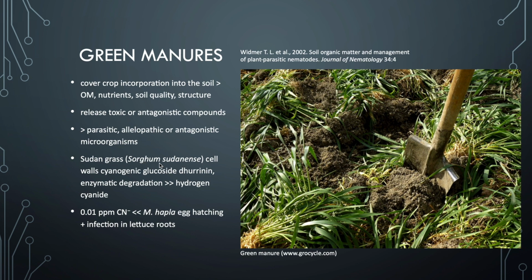Sudan grass, or Sorghum sudanense, has cell walls that have cyanogenic compounds in them, which via enzymatic degradation lead to the release of hydrogen cyanide, so they become toxic to root-feeding nematodes. A very low concentration of 0.01 parts per million of cyanide has been shown to significantly reduce Meloidogyne hapla egg hatching and infection in lettuce roots. And here is an image showing the manual incorporation of some green manure into the soil.